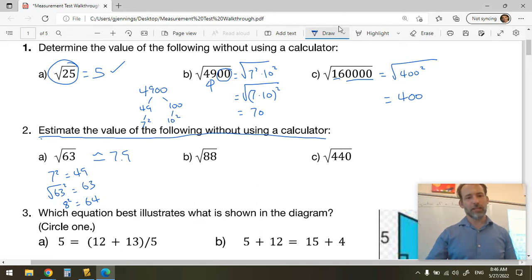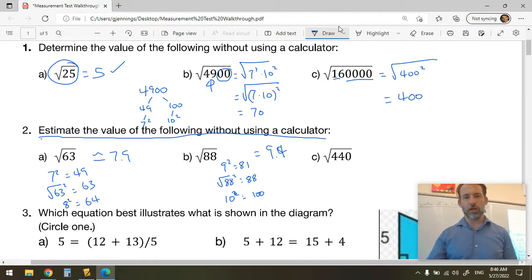The square root of 88. Well, here I know that 9 squared is 81. The square root of 88 squared would be 88. And then 10 squared is 100. So this looks to be between 9 and 10 and a fair bit closer to 9 than 10. So I'm going to say that this is about 9.4.